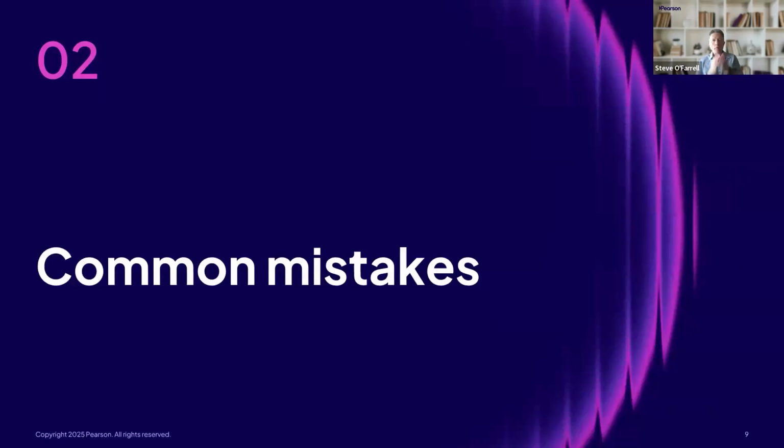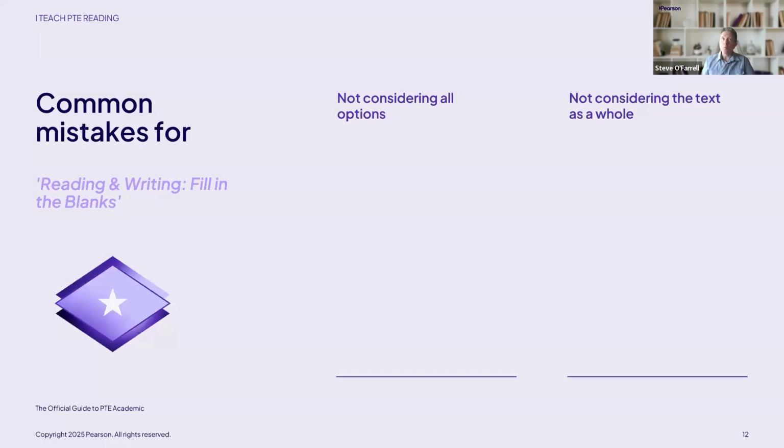Let's have a look at some common mistakes or challenges with these 5 question types, starting with fill in the blanks, reading, writing. This is the drop-down menu version. Now, one common mistake is not considering all the options. What does that mean? Basically, you have 2 ways you can do it.